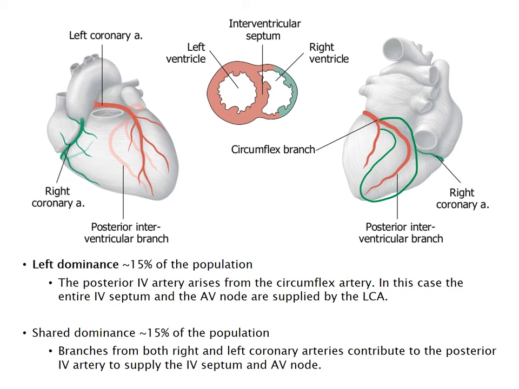Clinically speaking, this could be important to know if you are conducting an intervention on the posterior interventricular artery because of an occlusion, for example. To discern whether or not a heart is right or left heart dominant would require an arteriogram.